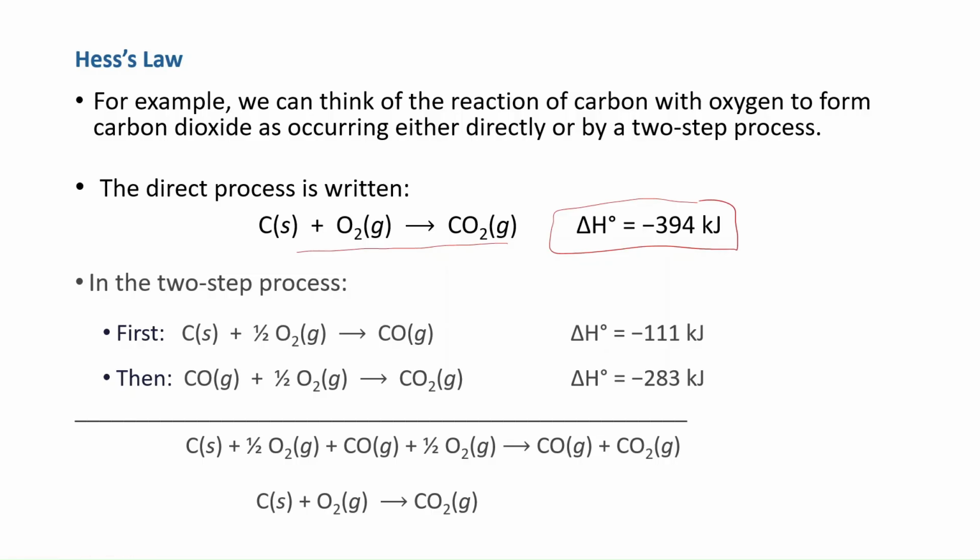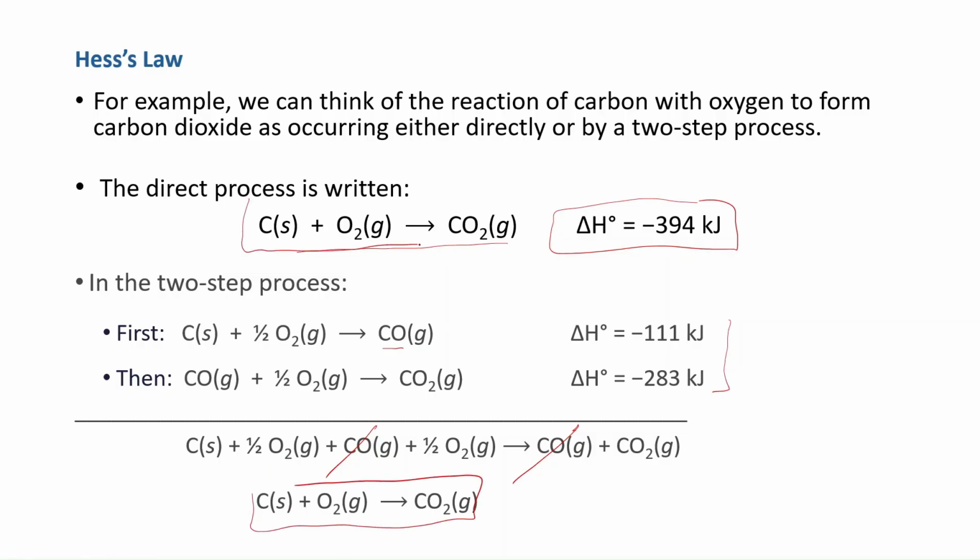Or you can follow Hess's reaction and say, I'm going to divide into 2 steps. First, I'm going to make carbon monoxide, and then carbon monoxide is going to turn to carbon dioxide. And I do have the enthalpies for these 2. So when you add them up together, you say, okay, I have carbon monoxide and carbon monoxide, they cancel out, and 1/2 oxygen and 1/2 oxygen is going to form 1 oxygen. This equation is identical to the first one.